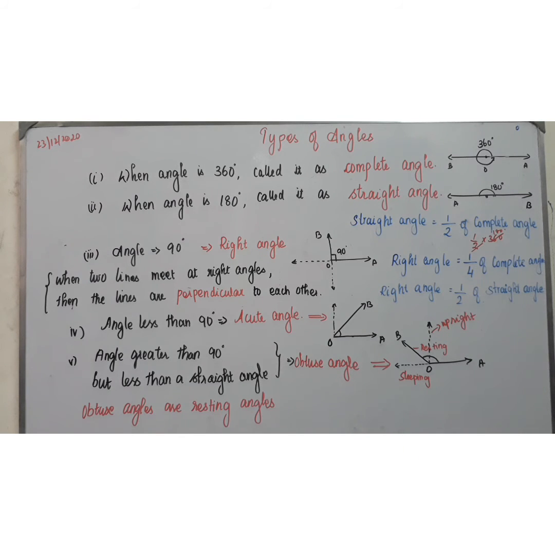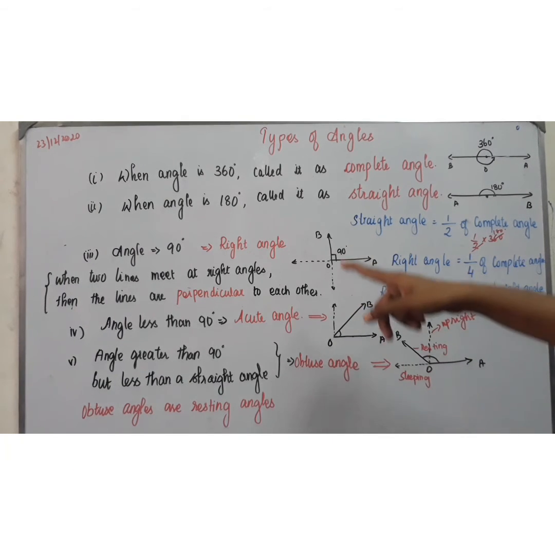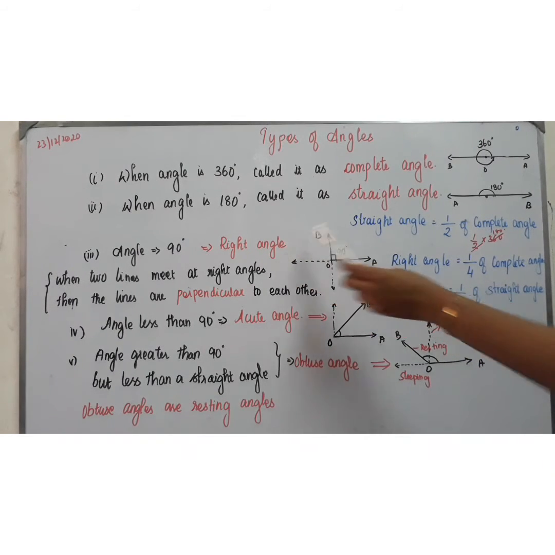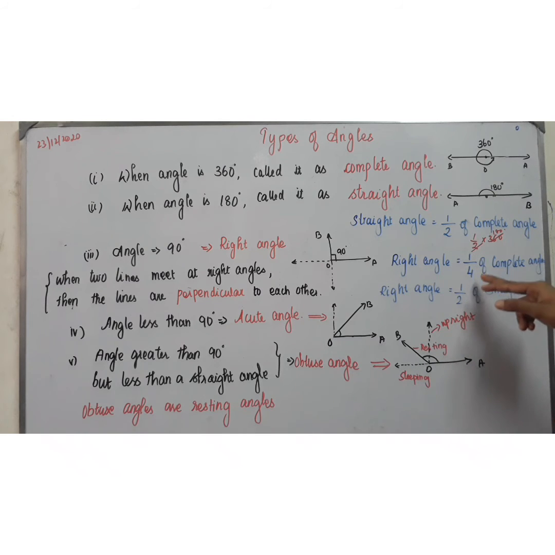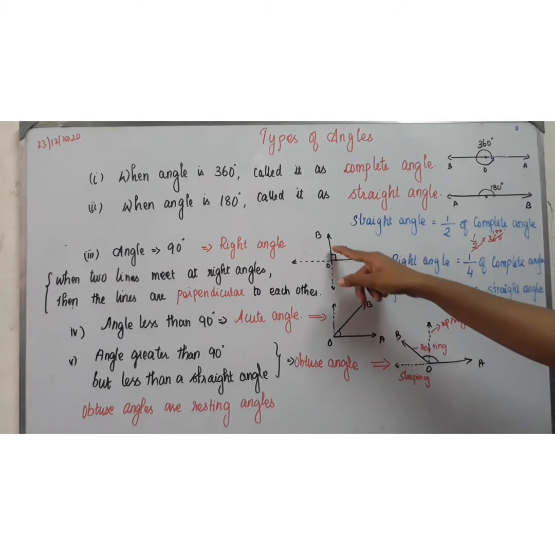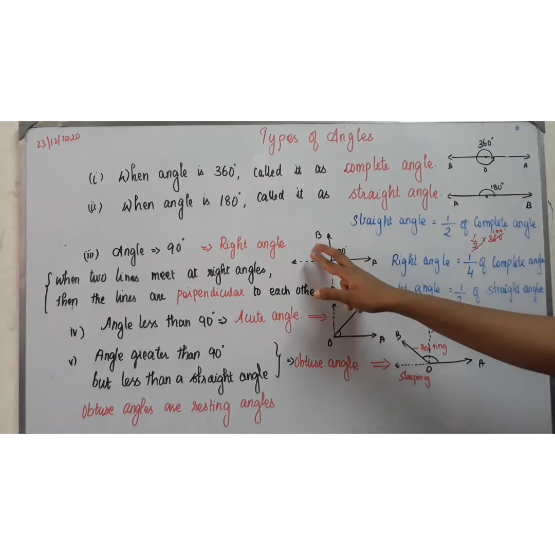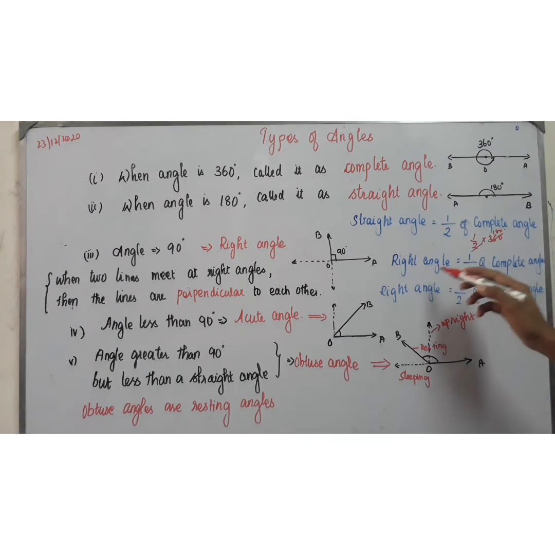The third one is when both the rays form the L shape, then we call it a right angle, right? So when the angle is 90 degree, we call that angle a right angle. You can say a right angle is 1 by 4 of a complete angle. That means this full is the complete angle, 360 degree. So in the 360 degree, this is 90, 90, 90, 90. You can divide it into 4 equal parts, right? So you can see a right angle is equal to 1 by 4 of a complete angle. That means 1 by 4 of 360 degree. When you cancel this, you will get 90 degree.